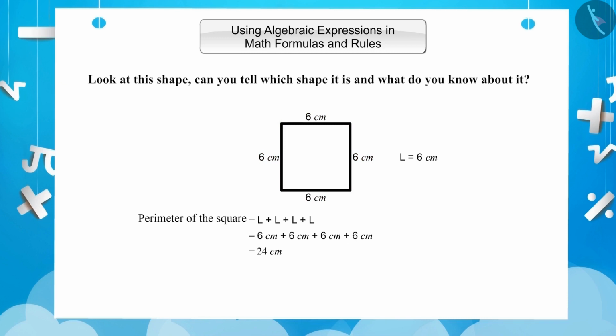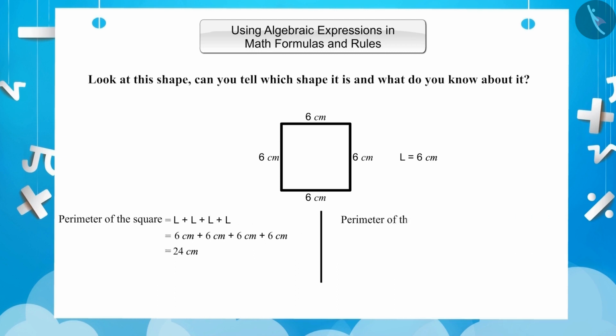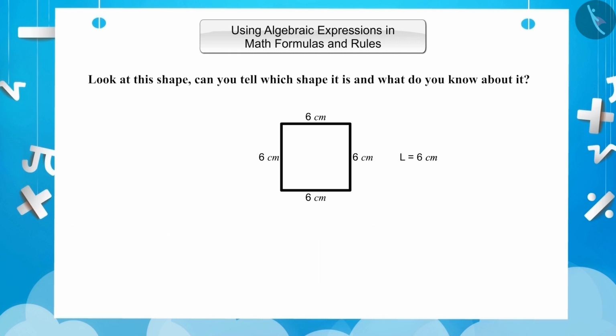We can also show this in a different way in which we multiply the square side by 4. That is, the perimeter of the square will be 4 multiplied by L is equal to 4 multiplied by 6 cm is equal to 24 cm. Generally, we show the perimeter of a square with P, hence we can say P is equal to 4 multiplied by L. With the help of this formula, you can find the perimeter of a square.